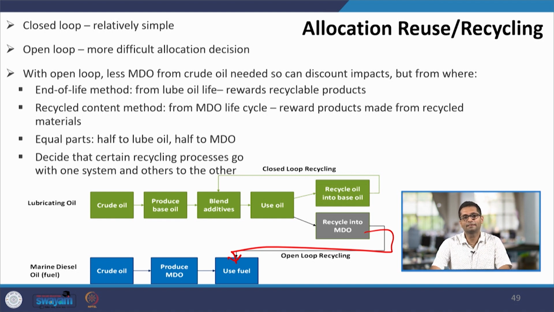Further, there have been discussions that the emissions reductions could be equally partitioned between the two processes, which is called the equal parts method. Again, there is no scientific basis for this; it's just a division that equally imparts the emissions to the two processes. If you are attributing the benefits to the original process, it's called the end of life method, whereas if you are attributing them just to the process where the recycled product acts as a feedstock, it's called the recycled content method.